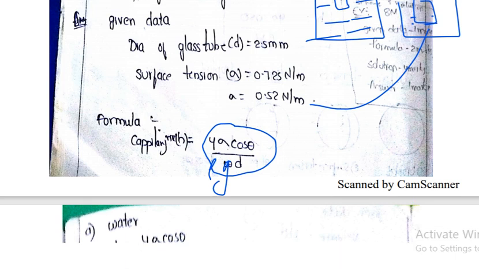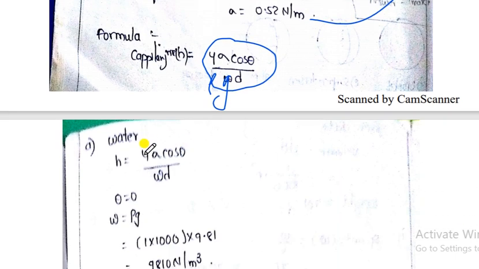Here the surface tension is given, and the cos theta. My dear friends, if in some numericals theta is not given, then for water in glass the theta value is assumed to be 0 degrees, and for mercury in some textbooks it is assumed to be 120, in some 130. So assume 128 or 130. Here the theta value for pure water is 0. So substitute these in the equation, and here rho g we can also write as equal to w.